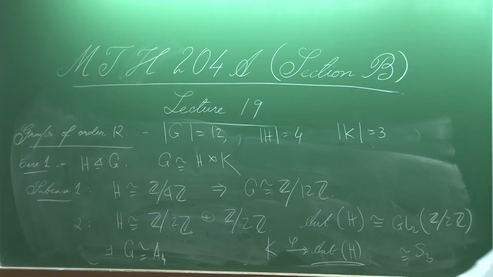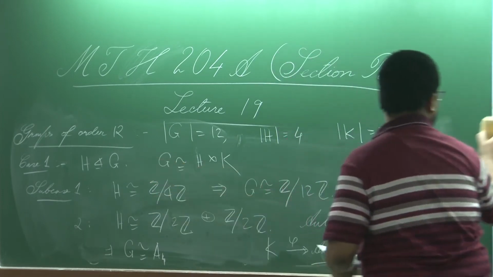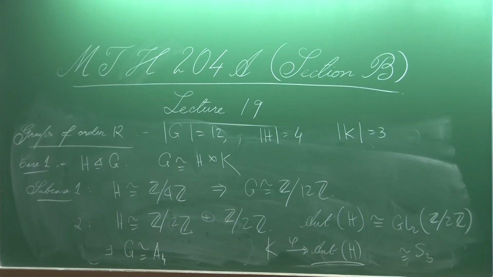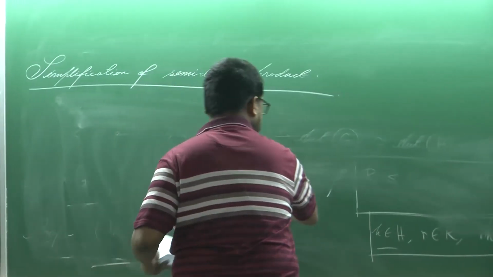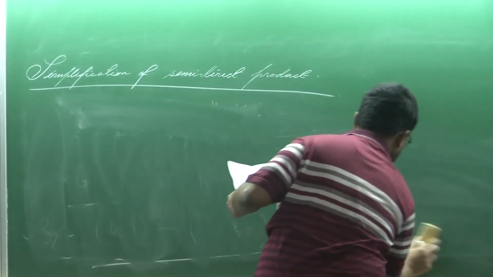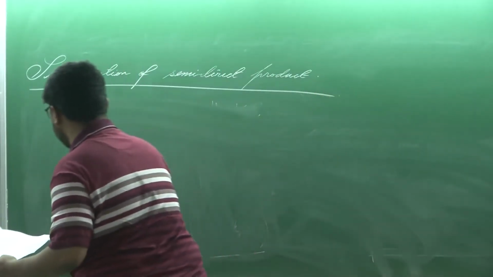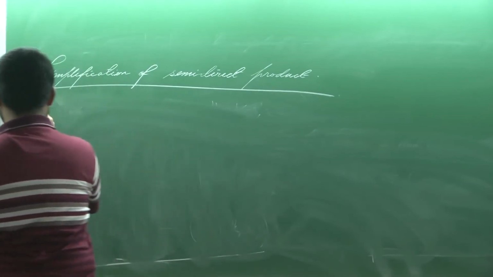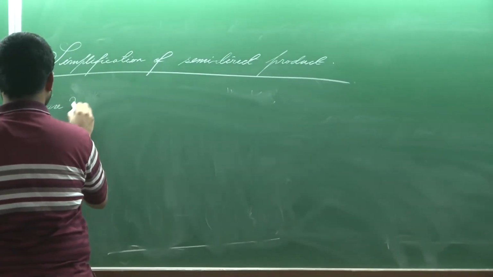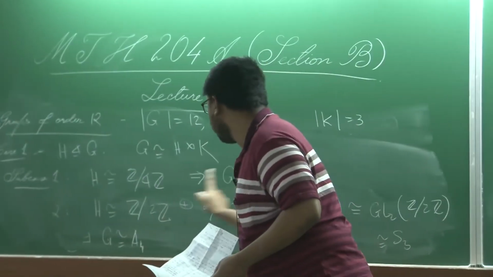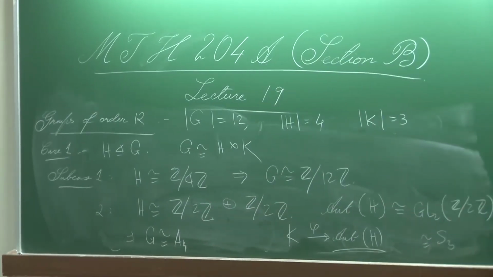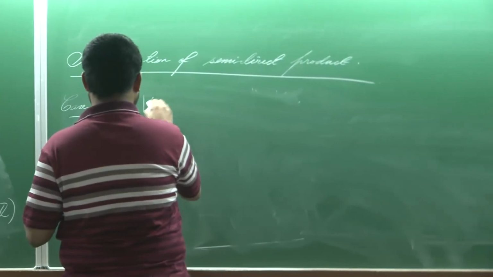So this case, when H is normal, is already discussed. Now we shall go for the other subcase, and maybe with that I will finish. So the case 2. And here we see that these two are not going to be isomorphic. Okay, so let's come to case 2.